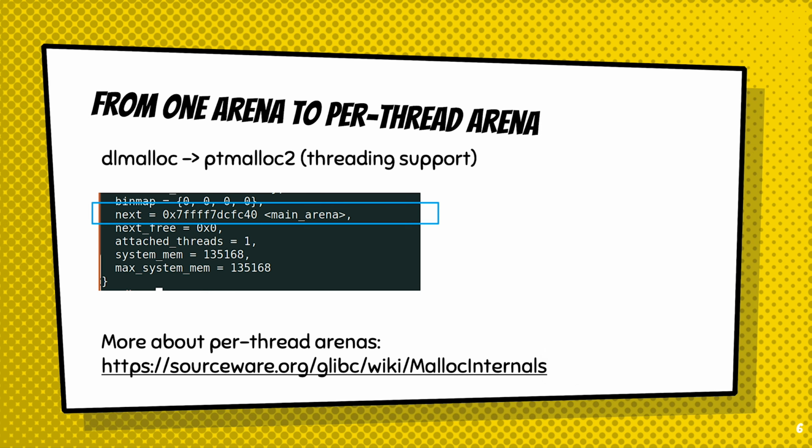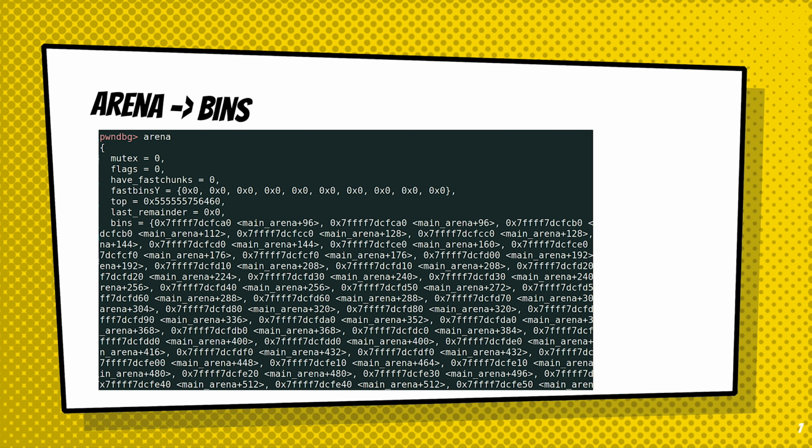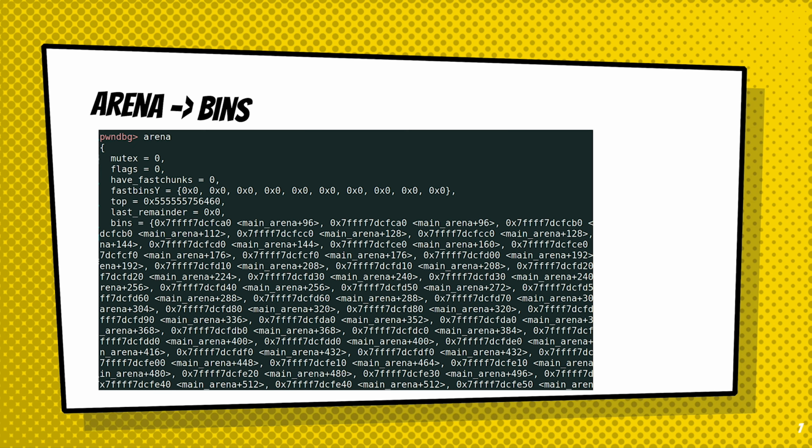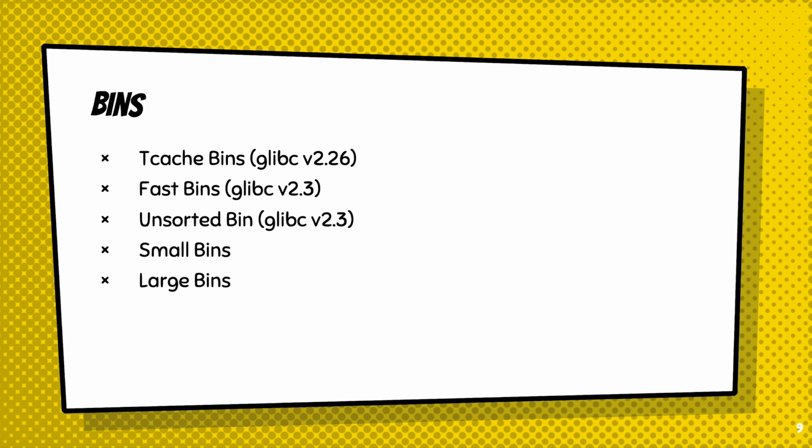Now let's look at the fields inside an arena. As I mentioned before, we found that there is a long list with the name of bins. These are bins analogous to tcache bins, but different. If you use vis, this command in pwndbg, you'll be able to get the tcache bins, because tcache bins are stored in the heap. However, for the other bins, the information regarding the bins is actually stored in the arena.